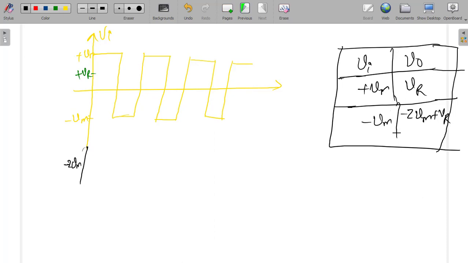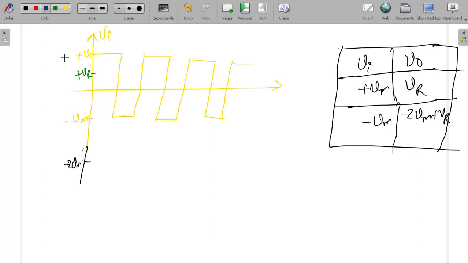Now coming to the representation of minus 2Vm plus Vr as well as minus Vm plus Vr. In order to do this, let us assume some values so that it will be easier for you to understand where you will get minus Vm plus Vr and where you will get minus 2Vm plus Vr. So I am assuming some values.